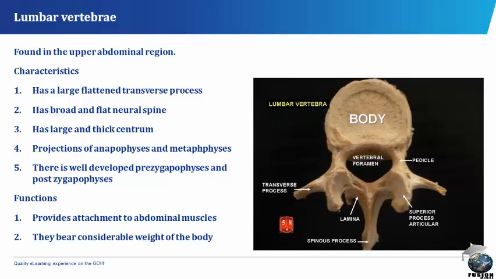Its characteristics include the following. 1. It has a large flattened transverse process. 2. It has a broad and flat neural spine. 3. It has a large and thick centrum. 4. Projections of anapophysis and metapophysis. 5. There is well-developed prezygapophysis and postzygapophysis. Its functions include the following. 1. It provides attachment to abdominal muscles. And 2. They bear considerable weight of the body.